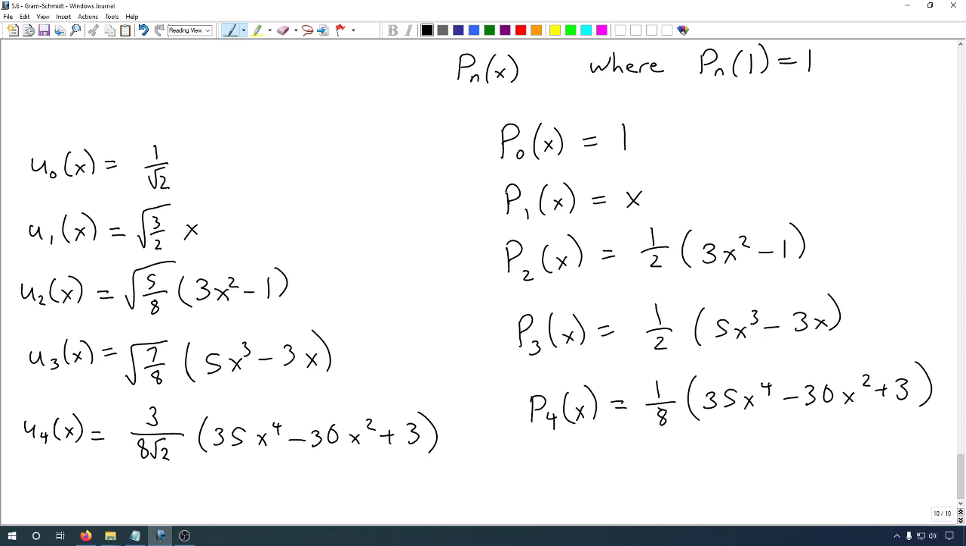Alright, so I'm going to stop there. Sorry, this was kind of a long example, but I felt it was an interesting thing to look at, an example that was not in Rn, but still used the Gram-Schmidt process.